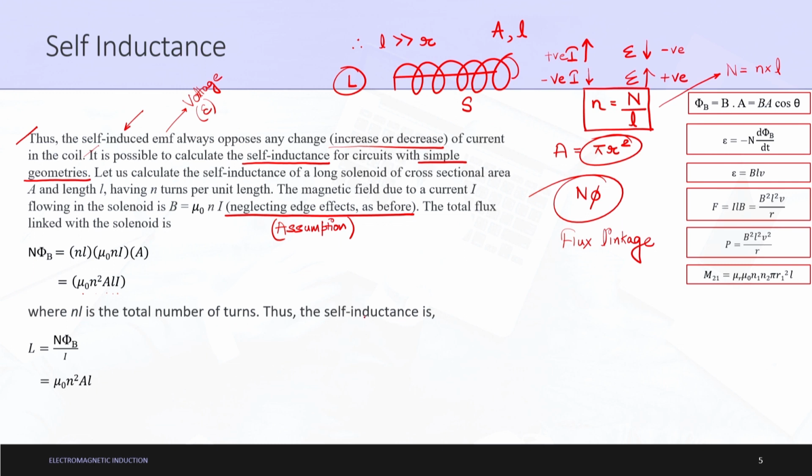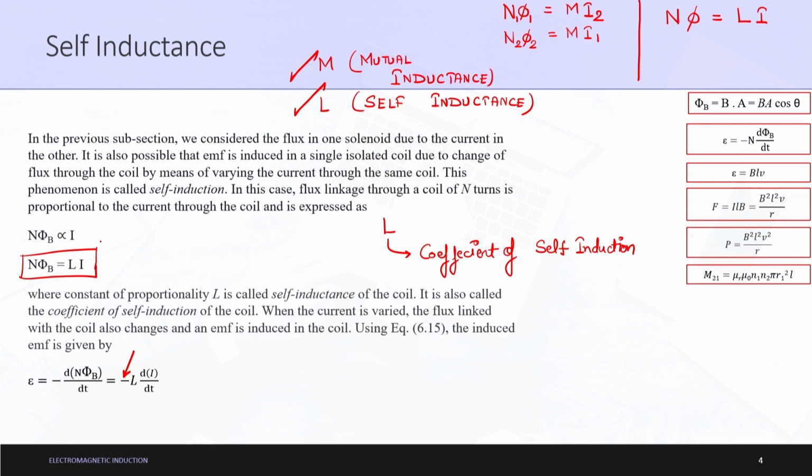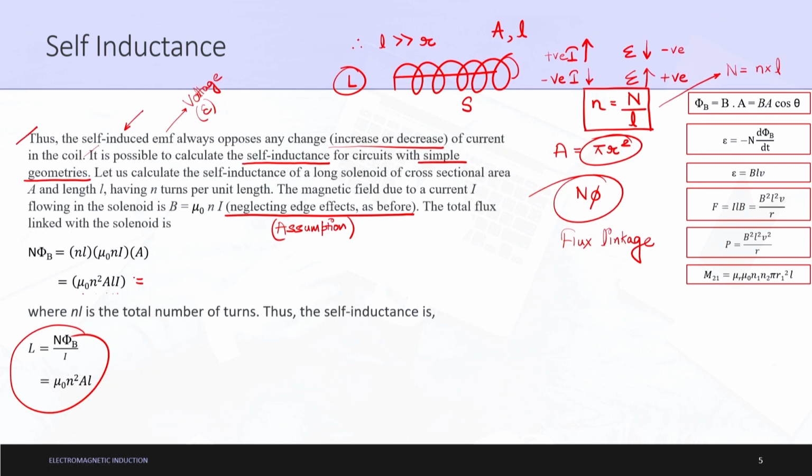Thus the self inductance is, so how we will get this value is nothing but this. We already knew from the previous slide that N phi B is equal to capital N into I. So, using this equation, let me write this as equation number 1. Then using both these equations we get N phi B is equal to capital L into I. Here I gets cancelled, therefore capital L is nothing but mu naught n square capital A into small l.